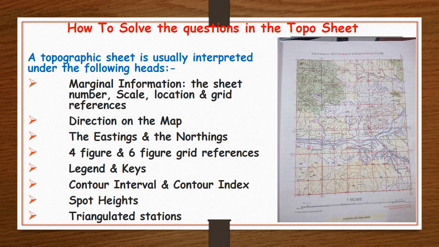Now let's discuss how to solve the questions in the topo sheet. And yes, we should not forget that a topographic sheet is usually interpreted under the following heads, which we have already learned. That is the marginal information, which includes the sheet number, scale, location, and grid references. Then direction on the map, the eastings and the northings and grid square. Then 4-figure and 6-figure grid reference, legend and keys, contour interval and contour index, spot heights, triangulated stations. All these are very, very important aspects of the topo sheet.